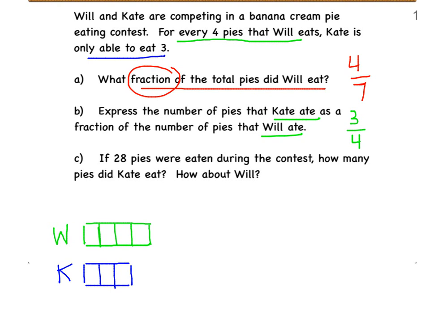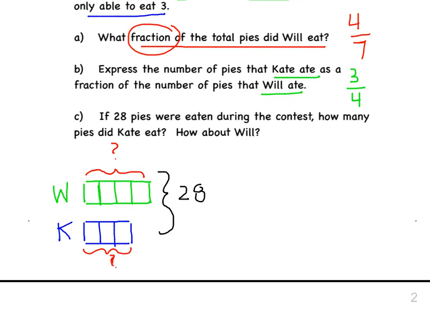All right, next, last question. If 28 pies were eaten during the contest, how many pies did Kate eat? How about Will? All right, so now we're at the point where we can go through our steps for success and identify the unknowns and label the information that we've just been given. So we've been told that in total, all the units are equal to 28 pies. What we want to know is the number of pies that Will ate, and the number of pies that Kate ate. So we're going to highlight both of those with question marks. Let's get to doing some math.